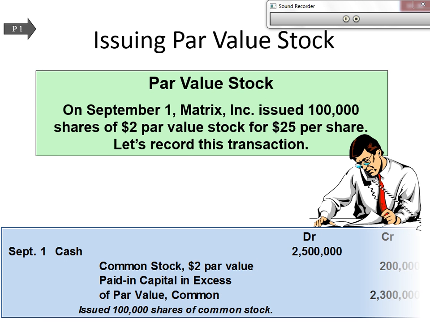So issuing par value stock, and we have not yet, we're just assuming with capital stock that we're dealing with common stock only. We'll talk about it later. But par value stock, on September 1st, they issued 100,000 shares of $2 par value stock for $25 per share. So clearly they're making a gain, right? If the price of the stock was only $2 and they're selling it for $25, that means they're getting at least 23 extra dollars per share that they sell.